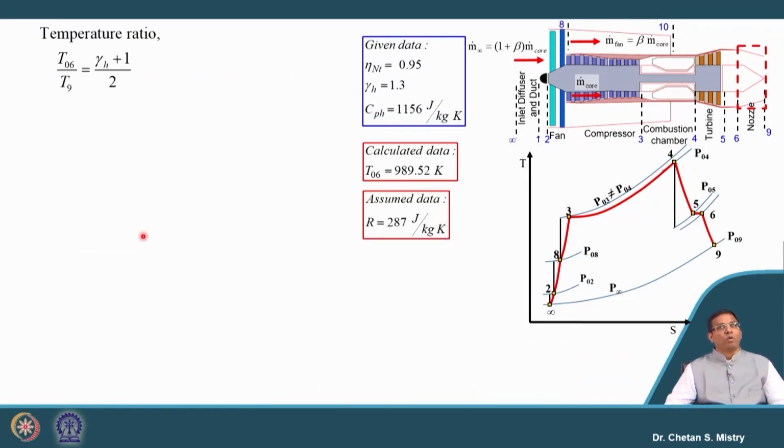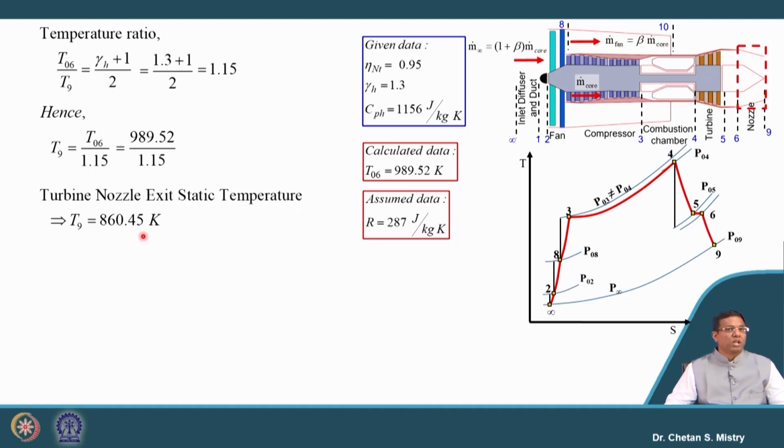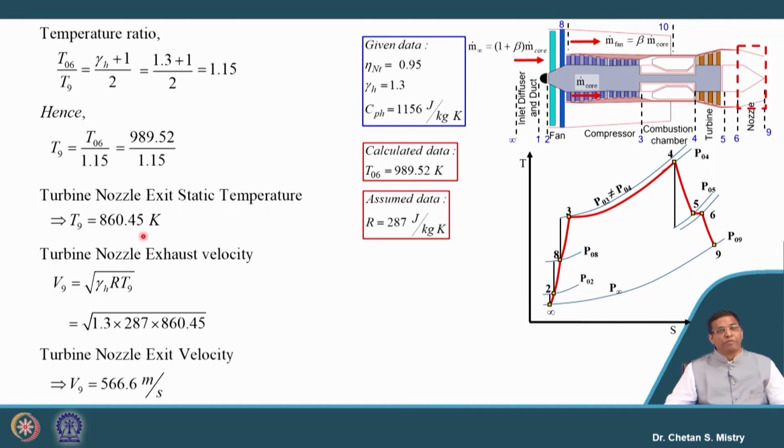Now, what we need to do next is calculate the static temperature from this core nozzle, and that is given by gamma plus 1 by 2. The static temperature, if you calculate it, is 860.45 Kelvin. Since this is a choke nozzle, the nozzle exit velocity will be given by the square root of gamma into R into T9. So this is the square root of 1.3, 287 and 860.45. That says my exit velocity from the turbine nozzle will be 566.6 meter per second.